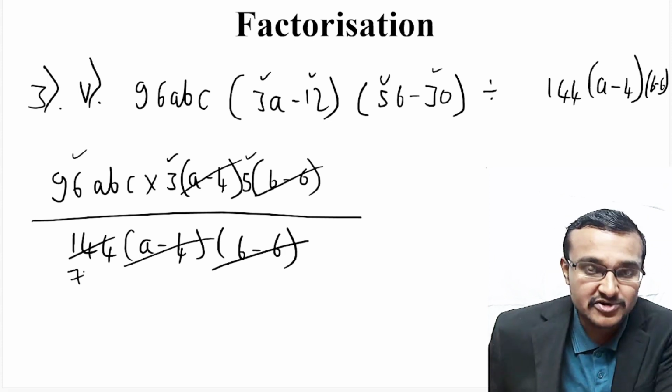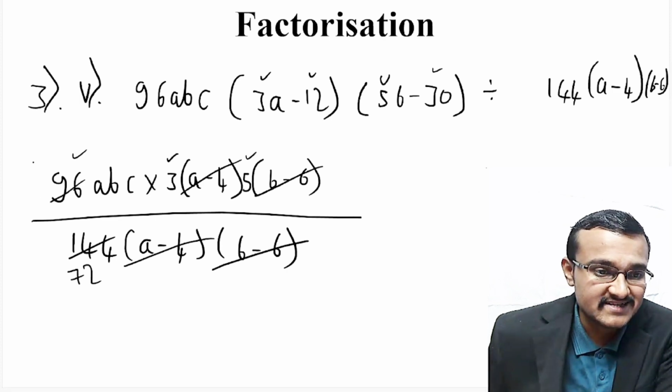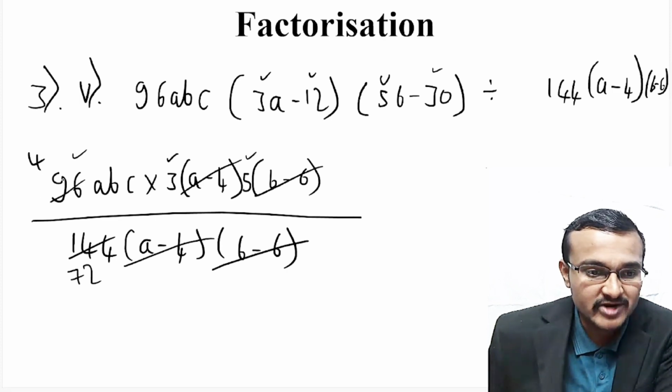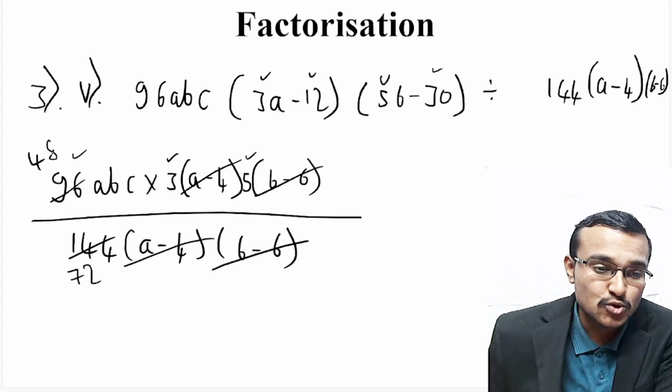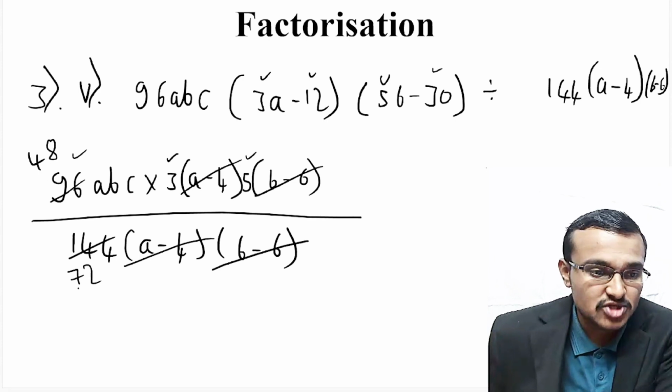2 sevens are 14, 4 is there, 2 twos are 4. So in this 96, 2 fours are 8, 1 will be remaining, 16, 2 eights are 16. So again this can go with 2. So 2 threes are 6, 1 will be remaining, 12 will be there. So 2 sixes are 12.